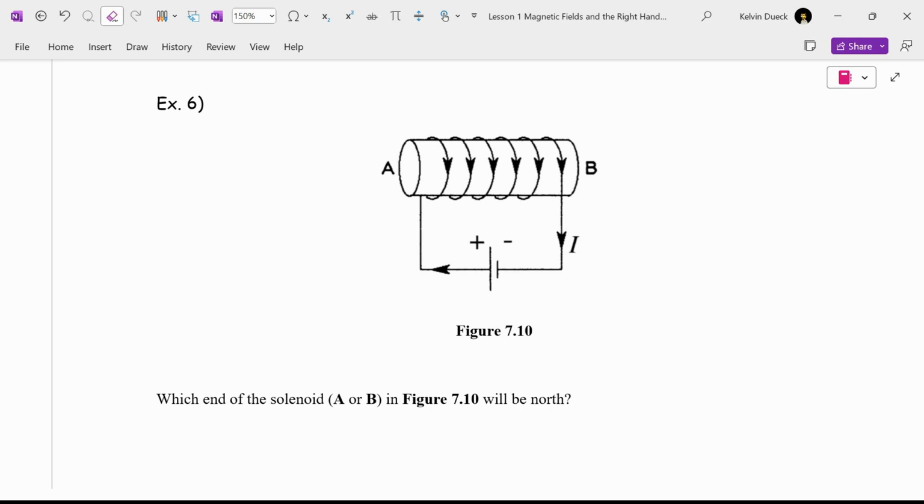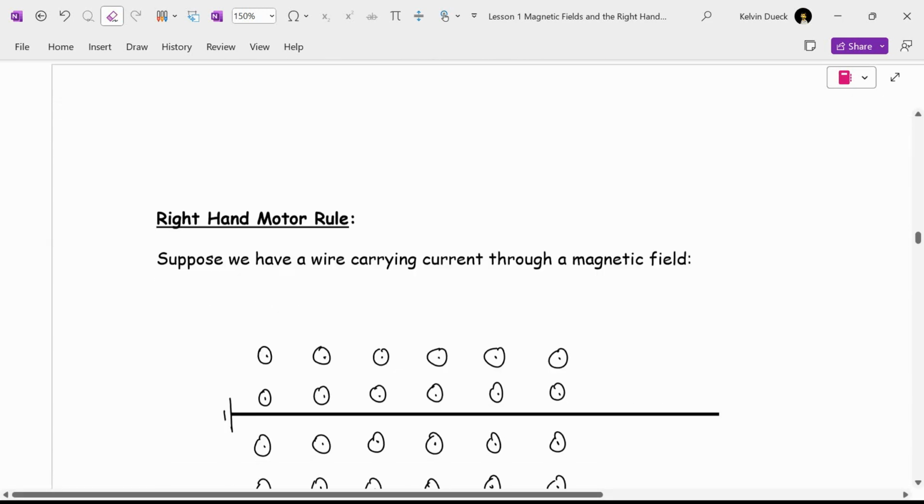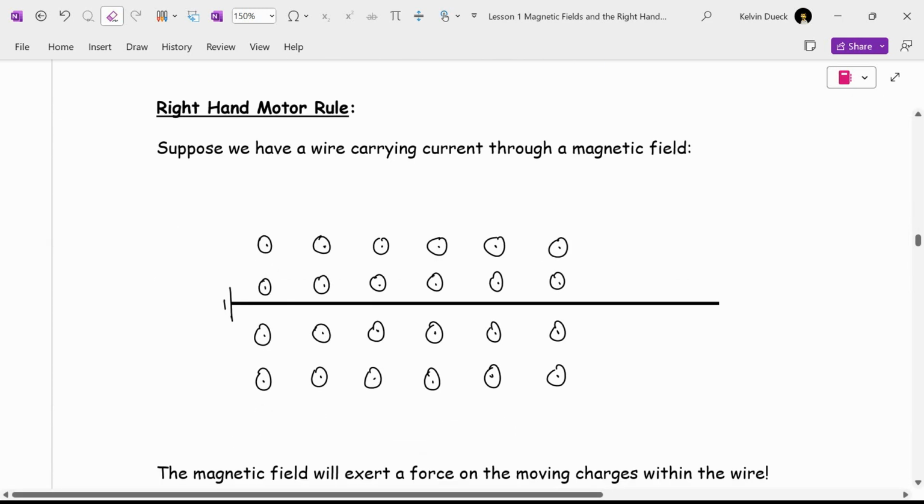Which way is north, A or B? I agree. Opposite this one. Julian said it's the opposite. Don't try and memorize. You'll have to derive this from scratch in every picture, right? Because I can just tilt these or move these or whatever. Those are the two easiest right-hand rules.